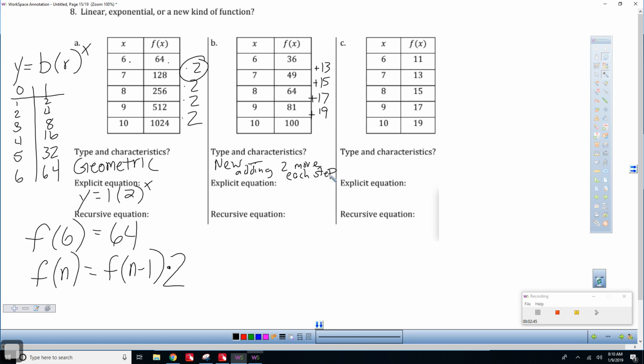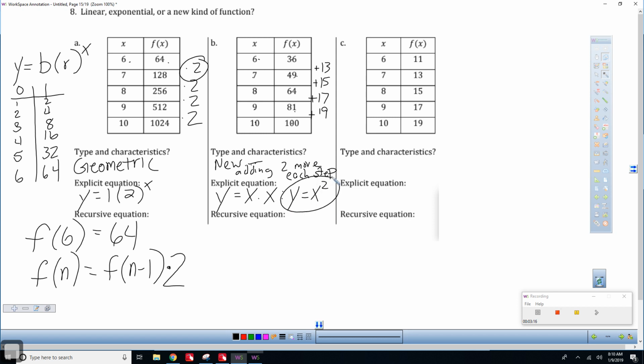The explicit equation. Well, we just have to guess and check. How did I get from 6 to 36? How do I get from 7 to 49? How do I get from 8 to 64? I get these numbers. 10 times 10 is 100. 9 times 9 is 81. So this is y equals x times x. But that's not how we write it anymore because we're getting better at math. So that's y equals x squared.